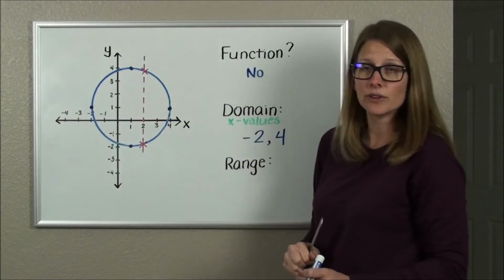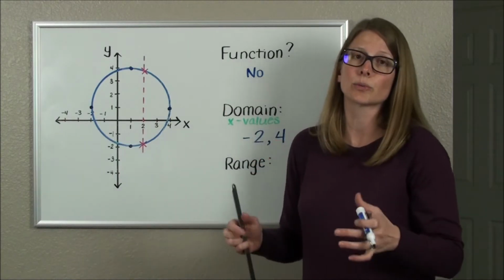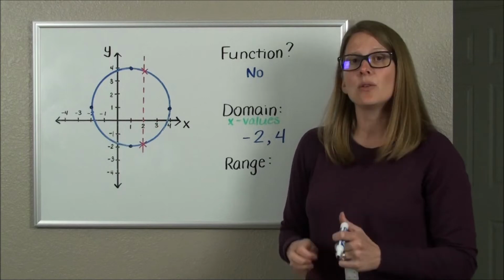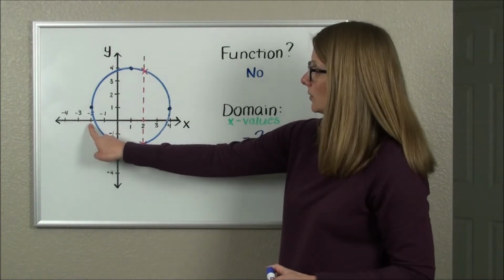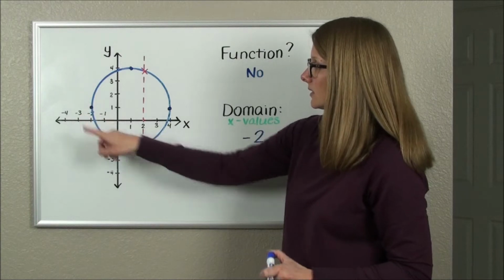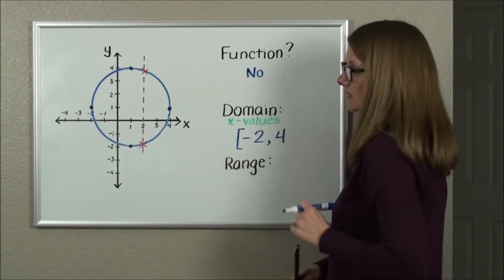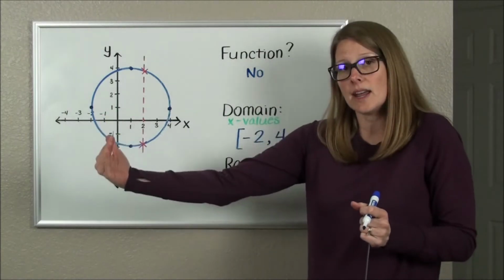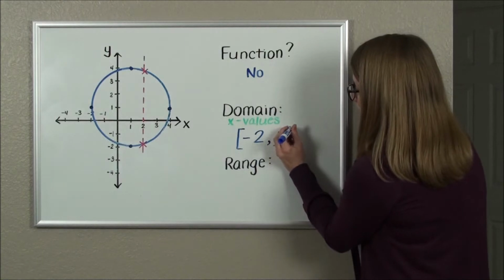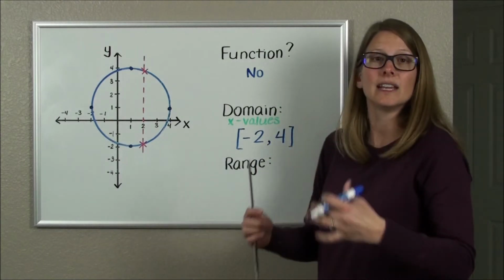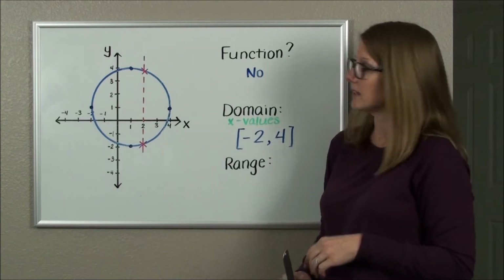Now, because this is interval notation, I need to include either square brackets or round parentheses, depending on whether I can equal those numbers or not. Because for the x value of -2 there does exist a point on the circle, I'm going to use a square bracket, since I can equal that number. And the same goes for 4, because there is a point that exists there in the picture. I'll use a square bracket.